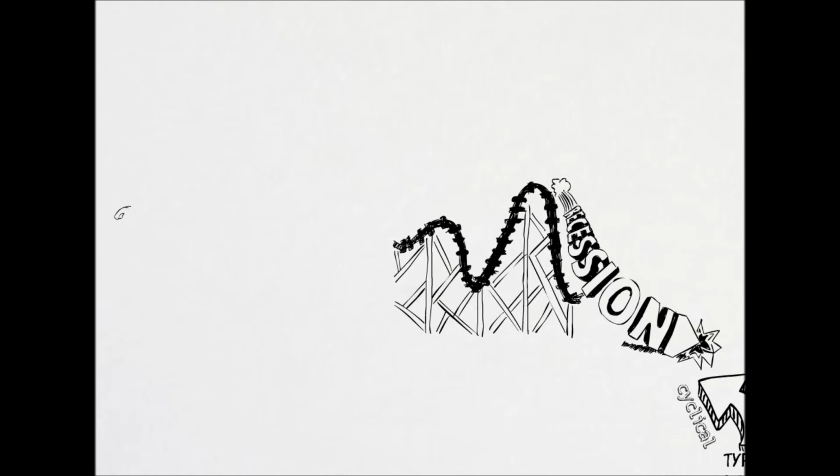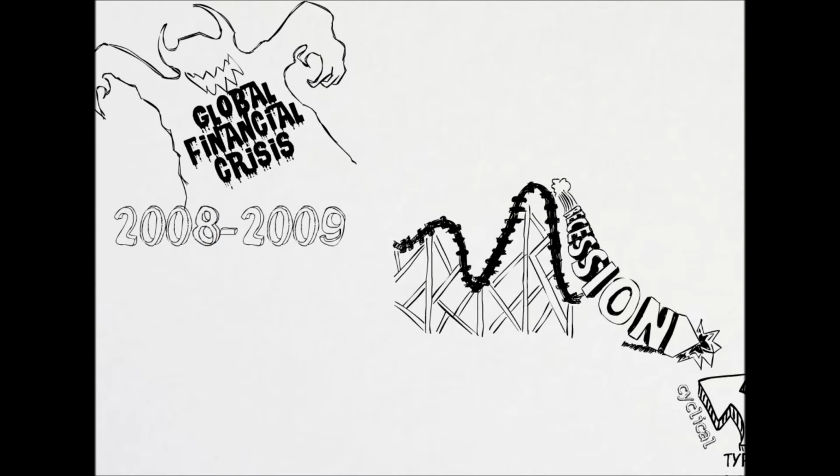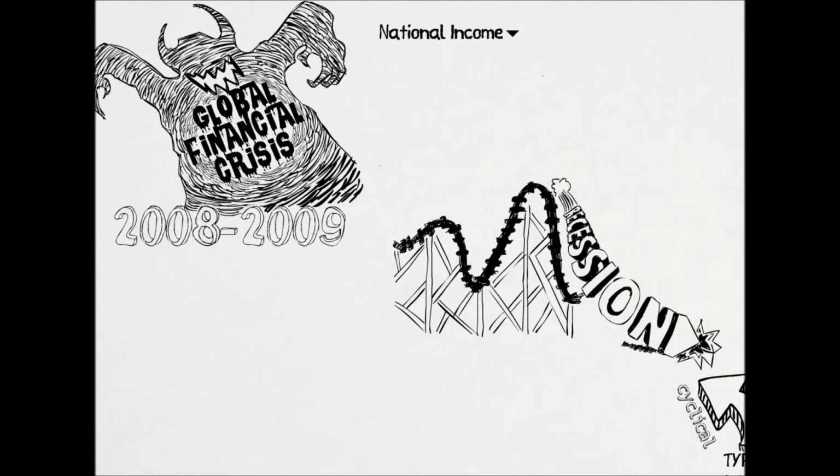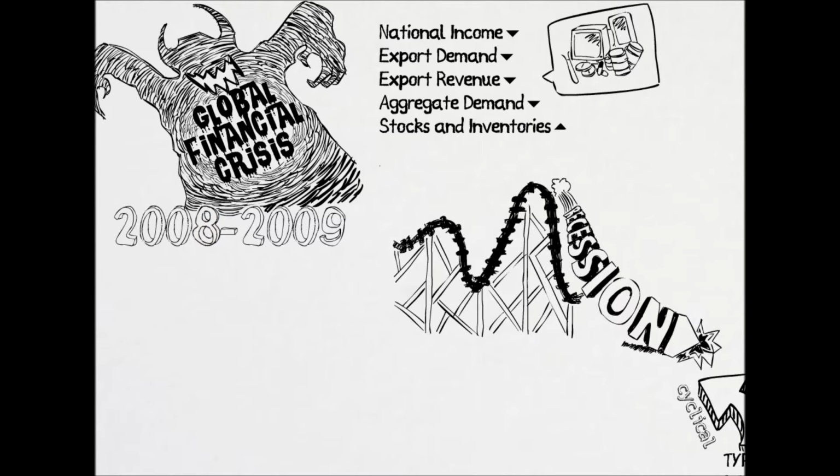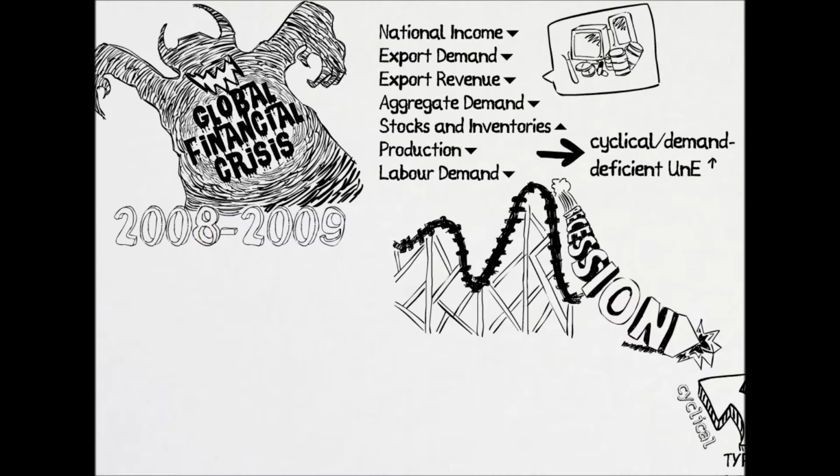For example, during the recent 2008-09 global financial crisis, national income fell throughout the world, affecting demand for our exports significantly as Singapore is dependent on trade and our exports mainly consist of high-end manufacturing goods and services. This caused our exports revenue to fall, reducing aggregate demand, causing an increase in stocks and inventories of goods. The cutback in production causes demand for labour to fall, and hence cyclical or demand deficiency unemployment increases. In 2009, unemployment rate in Singapore rose to 3%, prompting our government to plan for a budget deficit that year.